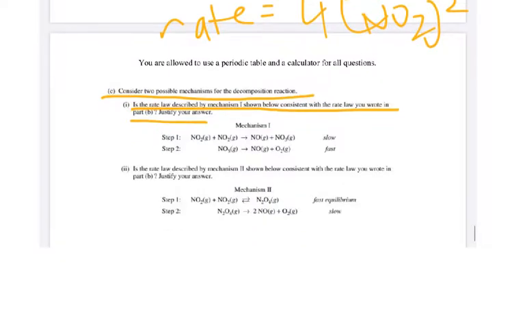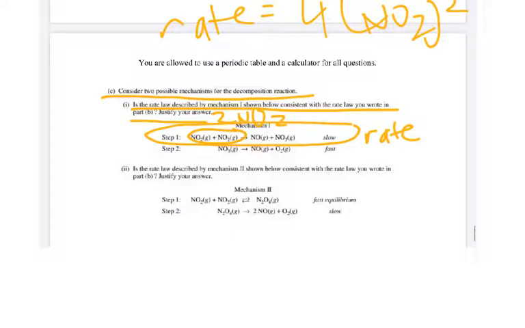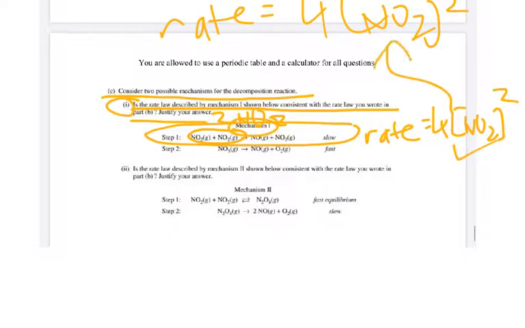So in this reaction, all we have to worry about is the slow reaction. So the slow reaction, we can combine NO2 and NO2 to form N2O2, and that means that the rate law for this reaction is going to be essentially the rate of the rate determining step, and that's rate equals K times NO2 squared. So I'd say that for this mechanism 1, it works because it matches the rate law we wrote in part B. So that's the answer, and you have to justify it.